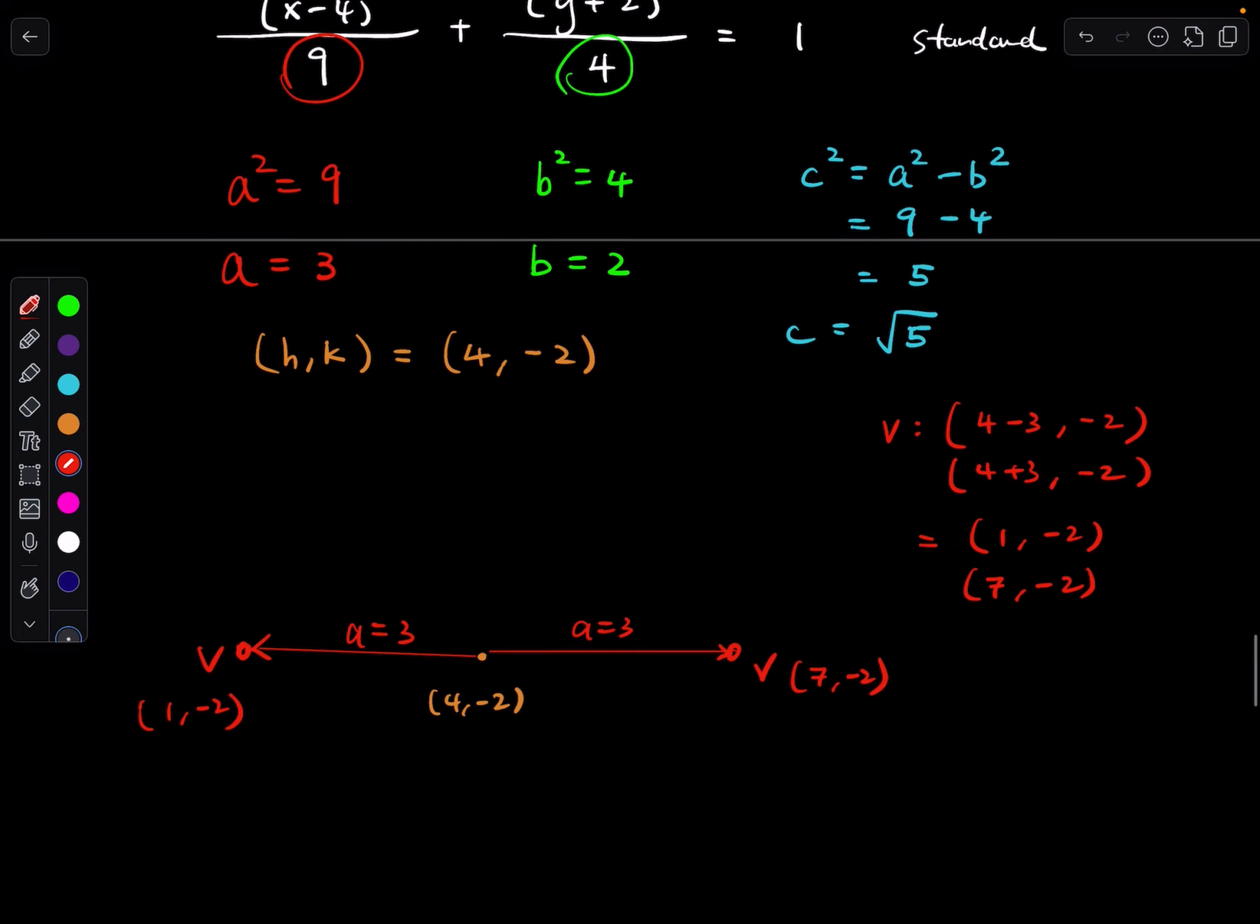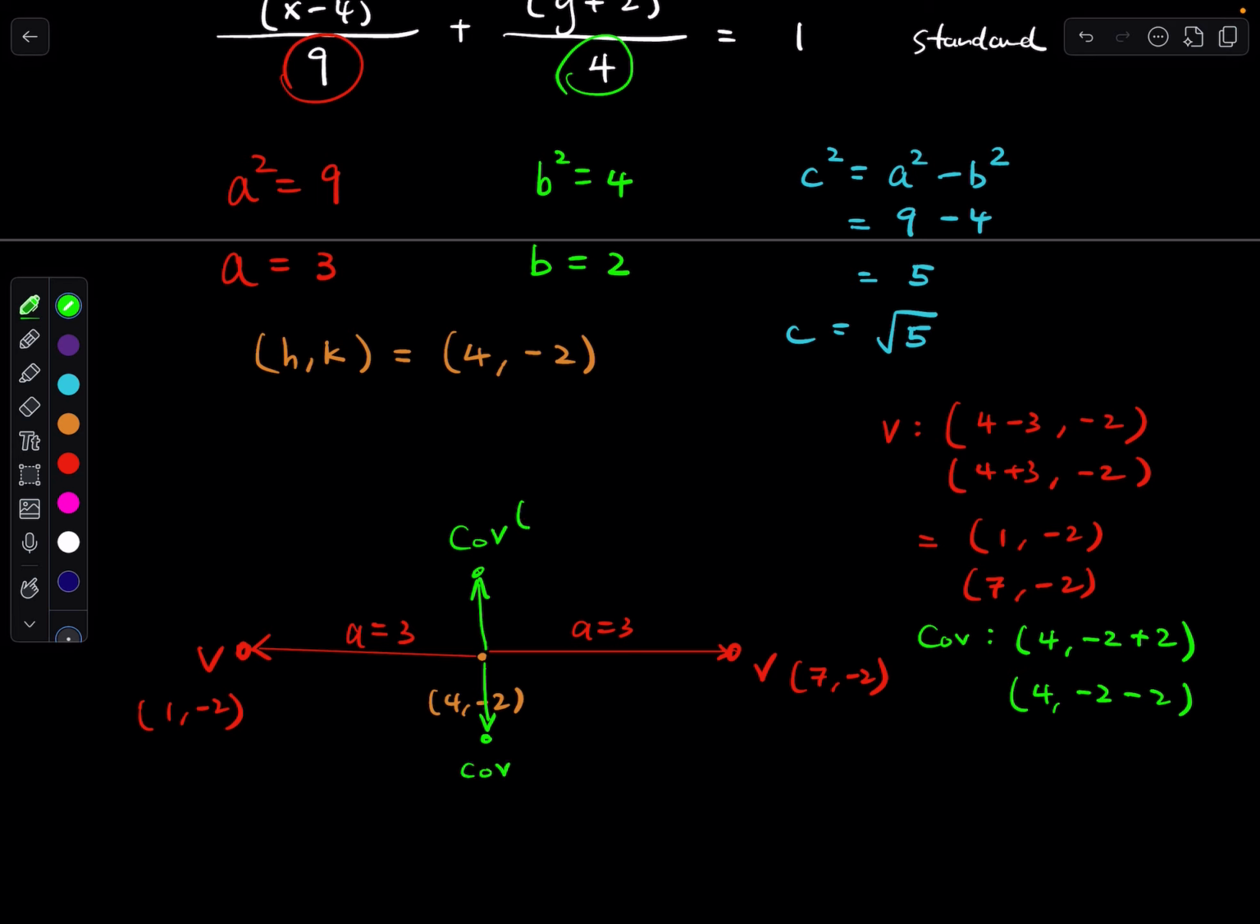That's your A. Now the B is going to be 2, so we're going to go up 2 and go right 2. So go up 2. When you go up 2, this point is going to be 4 co-vertices. So your co-vertices is just going to be 4, negative 2 plus 2, and also 4, negative 2 minus 2. On the other side, you're going to build down 4 to here, co-vertices.